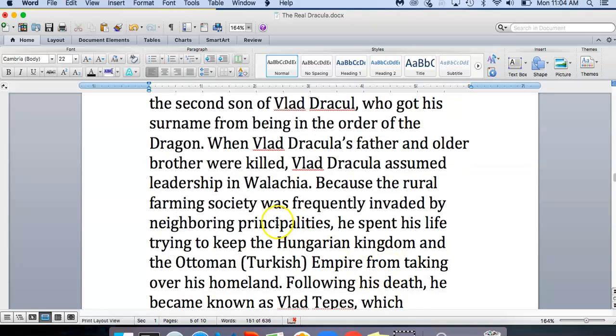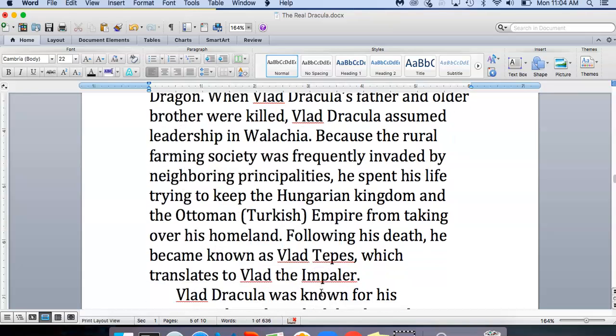Because the rural farming society was frequently invaded by neighboring principalities or other kingdoms, he spent his life trying to keep the Hungarian kingdom and the Ottoman Turkish Empire from taking over his homeland where he lived. Homeland is where he lives. Following his death, he became known as Vlad Tepes, which translates to Vlad the Impaler.